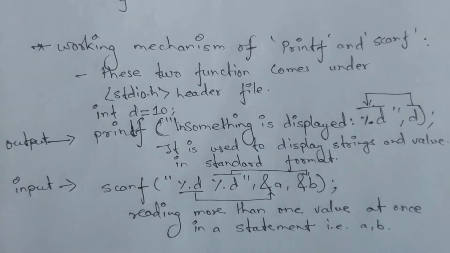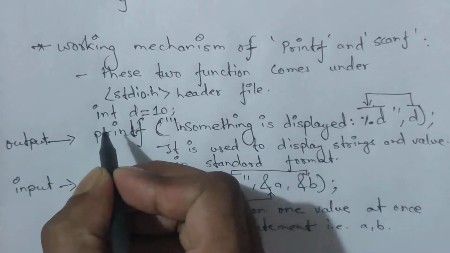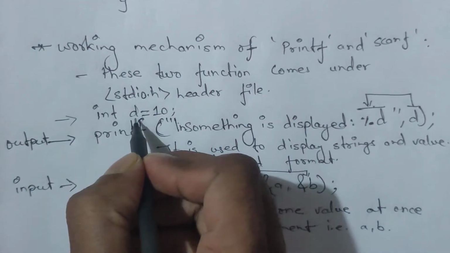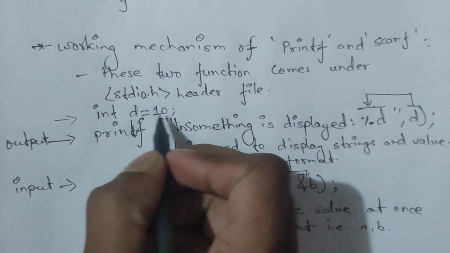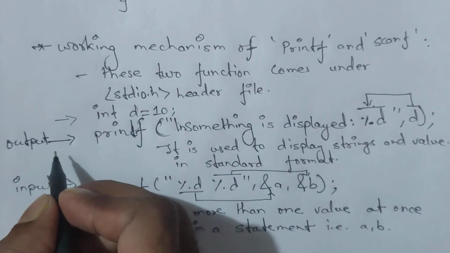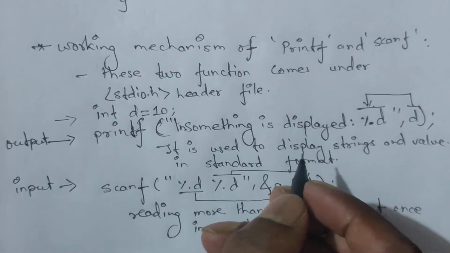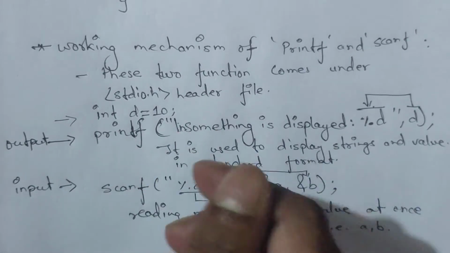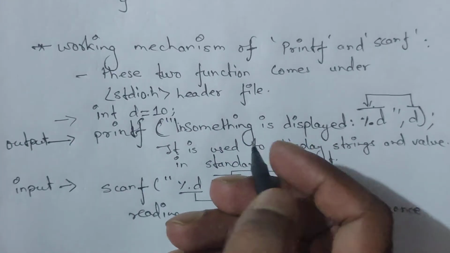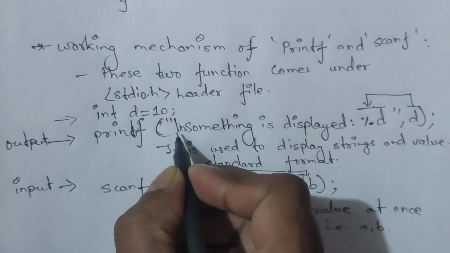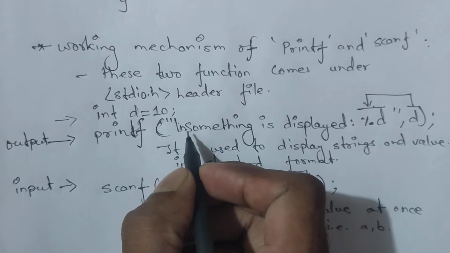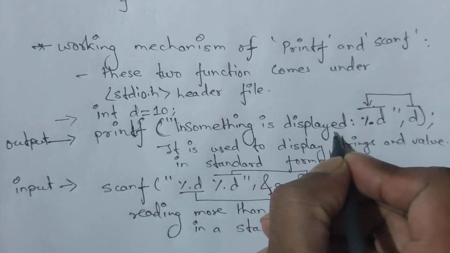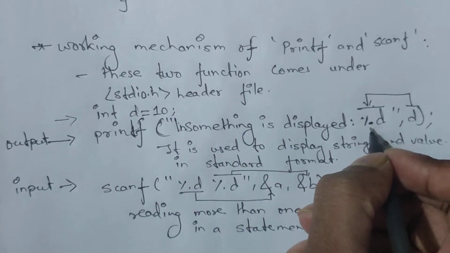Okay, so let's see. For example, I am assigning a variable like int d equal to 10. This is a constant variable assignment, and let's see how output works. You are seeing here \n, it's for a new line. Yesterday we saw escape sequences, and one of them is this \n. It's for new line printing. Then something is displayed, and %d.